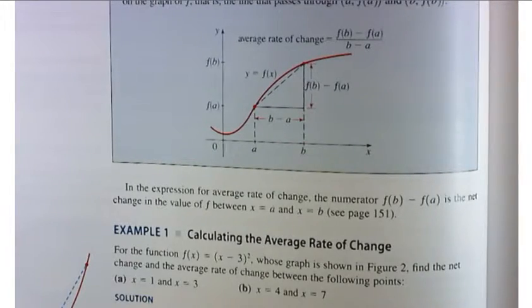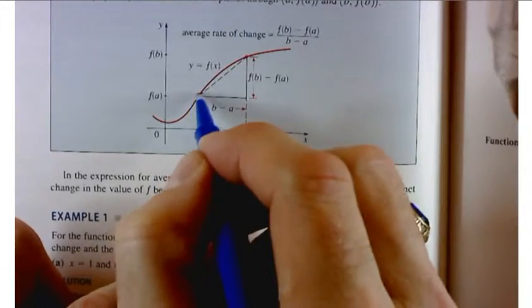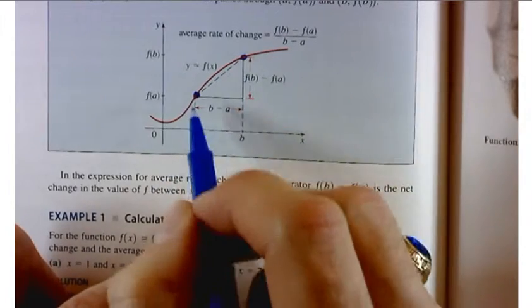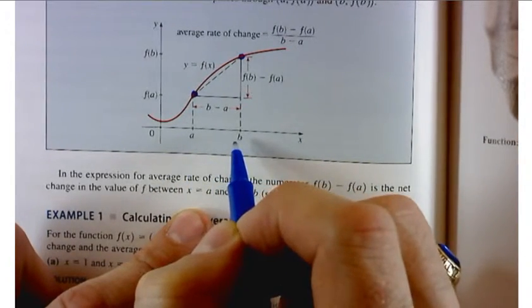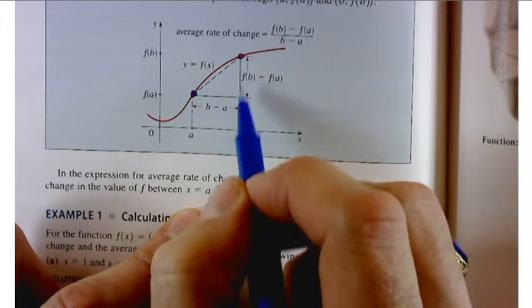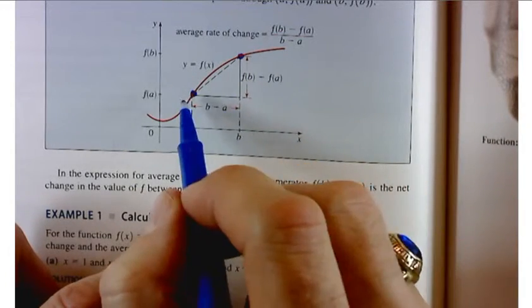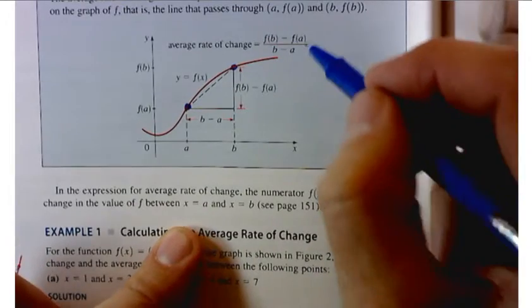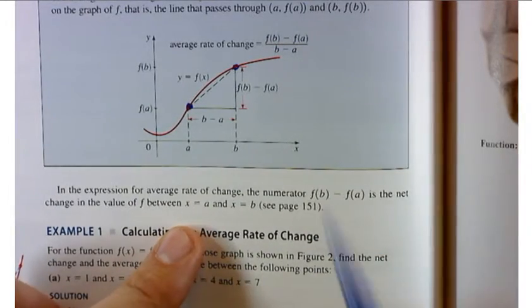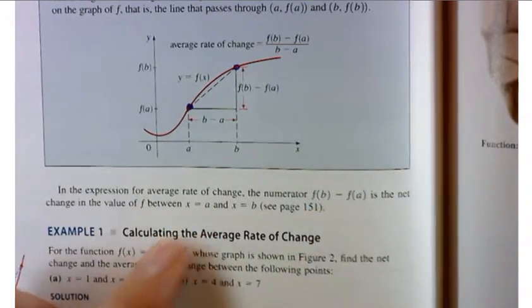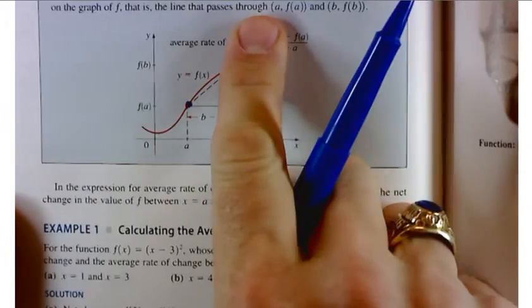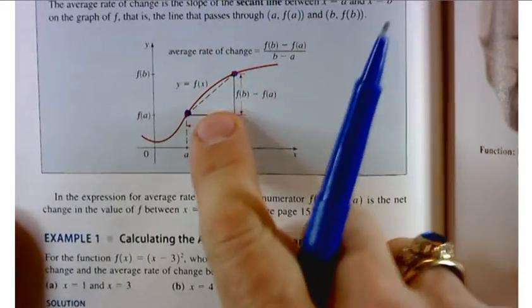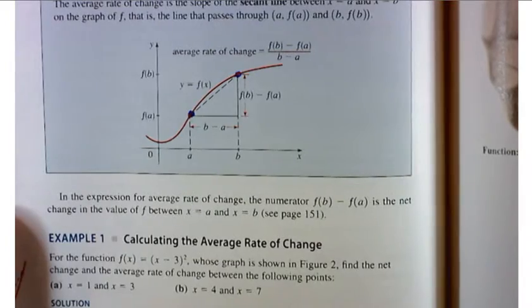What you're going to do is look at a function at two different points along its curve, say at a and one at b. You're going to see how much it changes in the y direction compared to how much it changes in the x direction. And here is your average rate of change: f of b minus f of a over b minus a. They call that the secant line, and what we're looking for is the slope of that line.